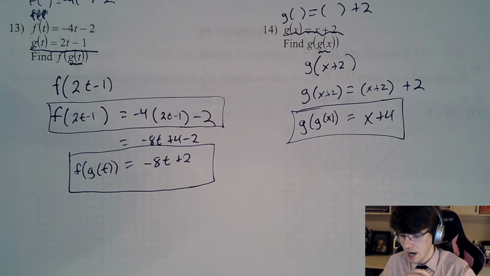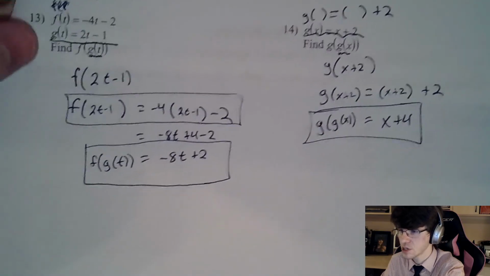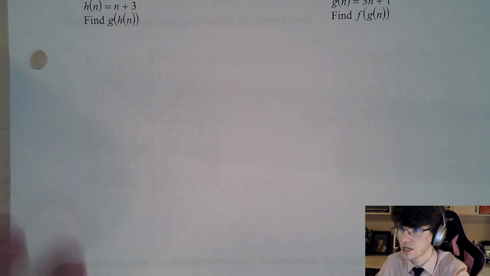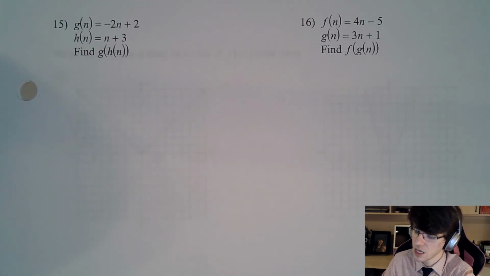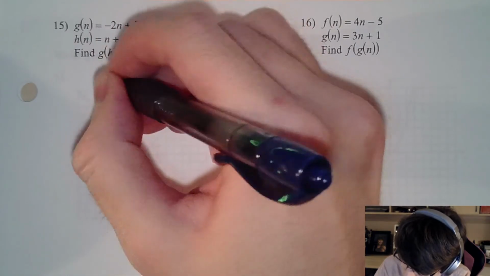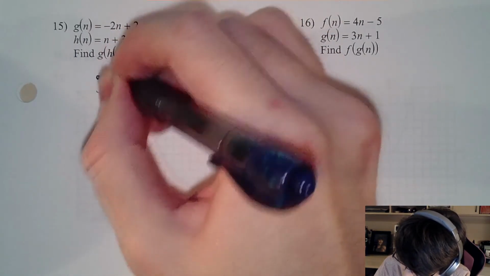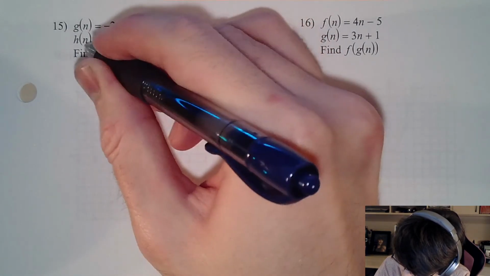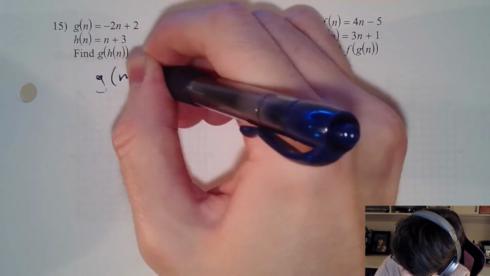Let's finish it up. I'm going to remind you, try to do problems on your own first. So you should be attempting 15 and 16 on your own to make sure you get it, because those are the last 2 chances you're going to get to practice before you have to do it, a week or 2 from now. And we'll get back from October break for a test review. So we have g of h of n. So instead of writing h of n, we're going to write what h of n is, which is n plus 3.